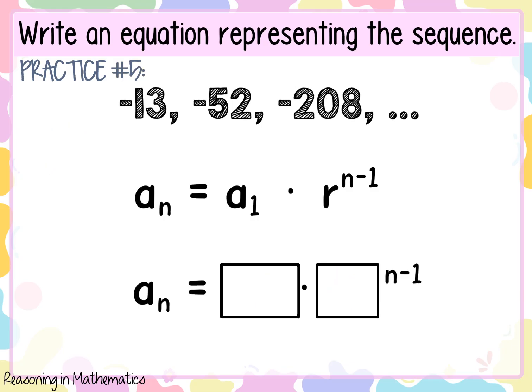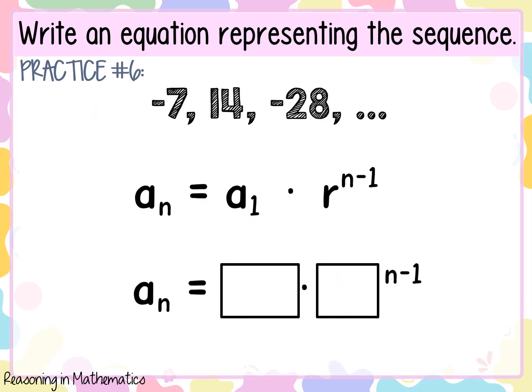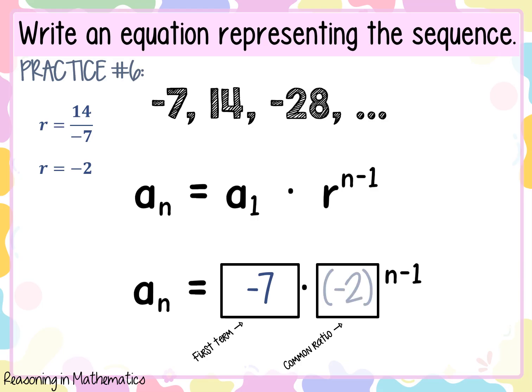Let's find our common ratio. -52 divided by -13. Our common ratio is 4. The first term goes here, -13. Common ratio 4. And we're done with practice number 5. Practice number 6. Let's find our common ratio. 14 divided by -7. The common ratio is -2. The first term is -7. The common ratio is -2. And there we have it.